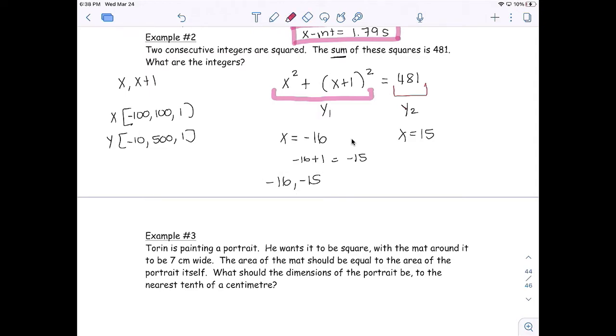And same thing for 15. If I take 15 and I add 1 to it, that's going to get me my next number. So 15 plus 1 equals 16. So my next consecutive number would be 15, 16. If you look at the numbers, negative 16, negative 15 are consecutive. That's one set that works, and 15, 16 are also consecutive.